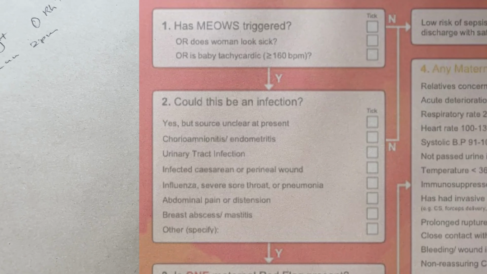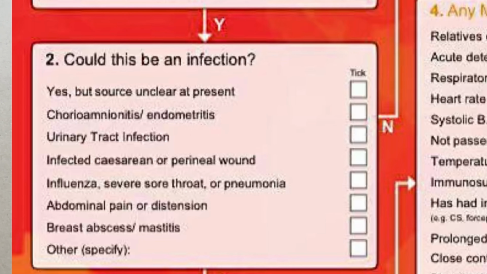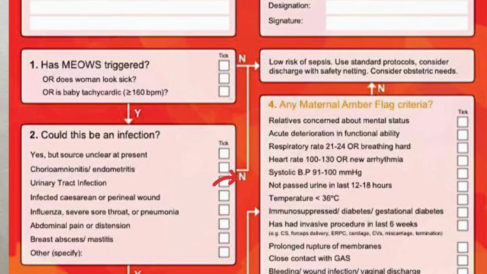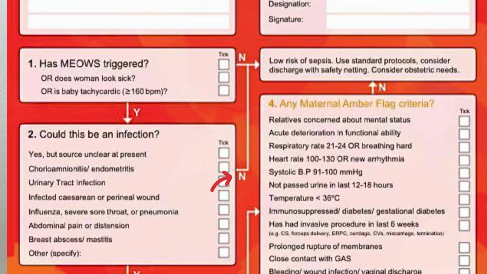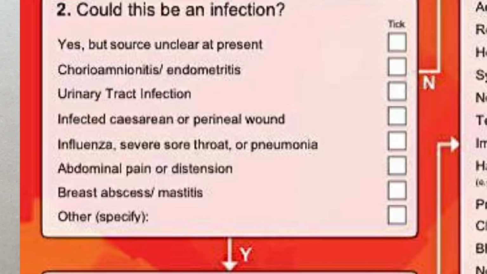Then we move down, we have 2. Could this be an infection? This is another category of questions they are going to ask. If we take 1 or more, we are still going to move down to the arrow Y. If we didn't take any, we move to the arrow N, which is moving all the way up to the right, stating low rates of sepsis, use standard protocol, consider discharge with safety netting, then consider obstetric needs. So if we didn't take any of these, then we are definitely moving to our N. But if we take 1 or more, then we are going to move down to our arrow.